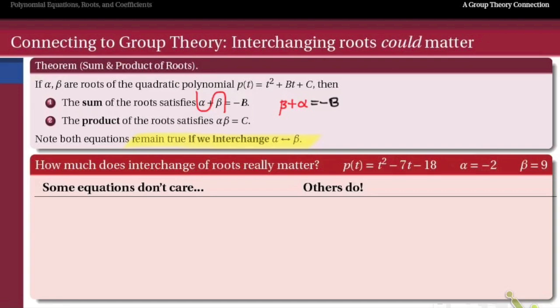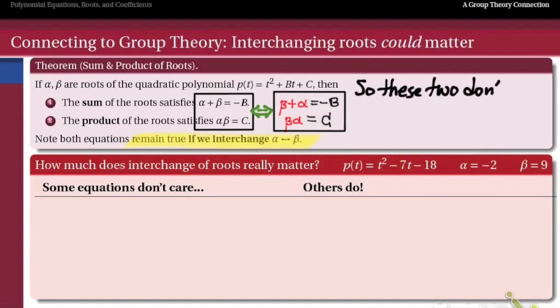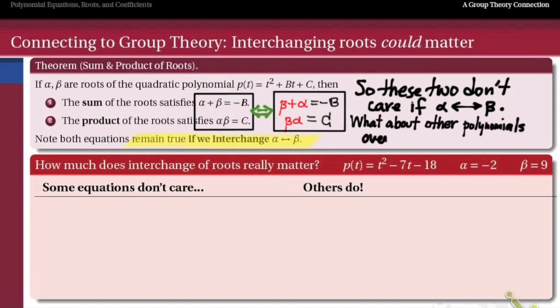Well, in the sum and product of roots theorem, notice that interchanging alpha and beta in the first equation, the sum of the roots theorem, and interchanging alpha and beta in the product of the roots theorem, actually gives me two equations that are exactly identical arithmetically to the first two, because addition and multiplication are commutative. So these two equations don't notice if we swap alpha with beta. If your gourmet coffee is switched out for your instant coffee crystals, then no one in the restaurant notices the difference. So these two equations can't tell if I swap alpha with beta.